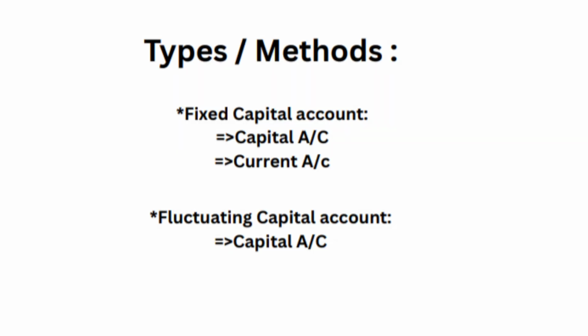There are two methods of preparing partners capital account: the fixed capital account, and the fluctuating capital account. In the fixed capital account, there are two types of account that are needed to prepare: the capital account and the current account. The capital account is used to record fixed capital contribution made by the partners. The capital balance remains constant unless there are changes such as additional contribution or withdrawal, which are very rare.